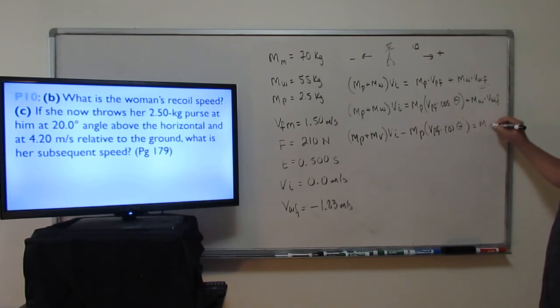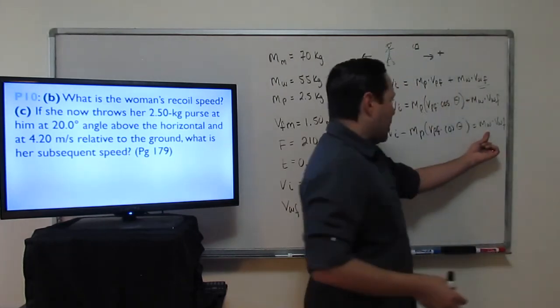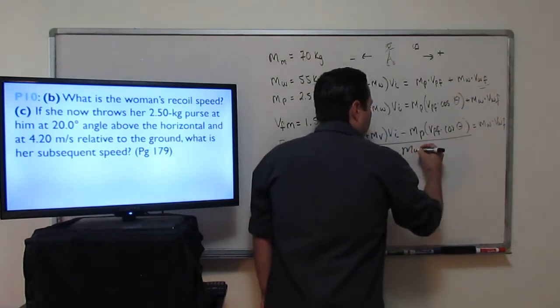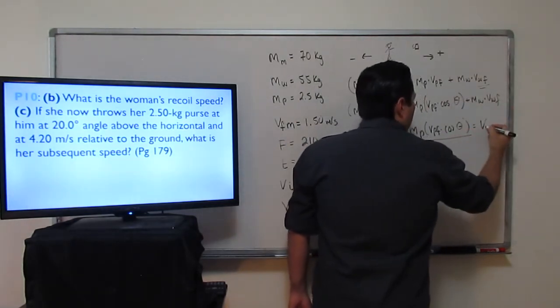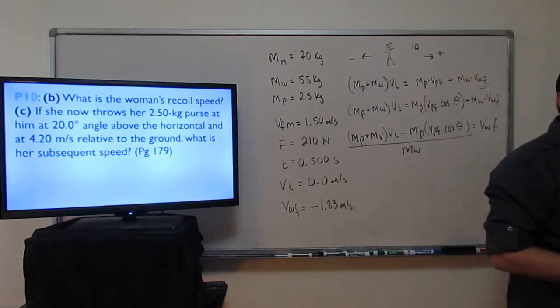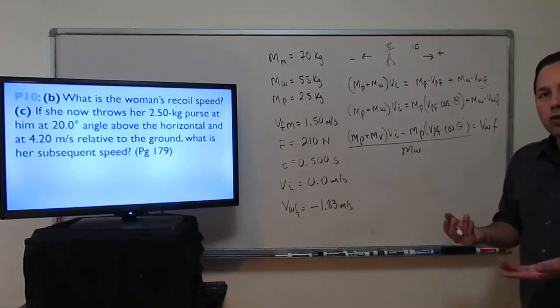It's equal to mass of the woman times velocity of the woman final. And now at this point what we're going to do is just divide by the mass of the woman over this whole thing. And there is our formula for the velocity of the woman final. That is our formula right there. Let me step out of the way so you can see it. From there it's just plugging in numbers to solve for this.